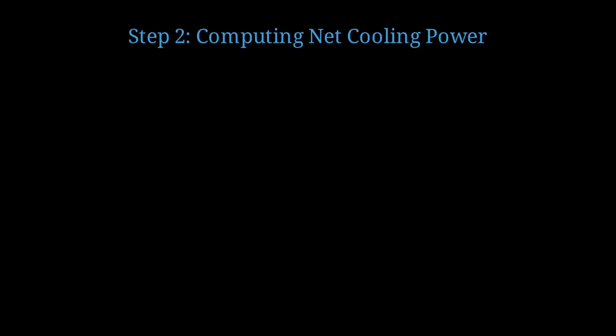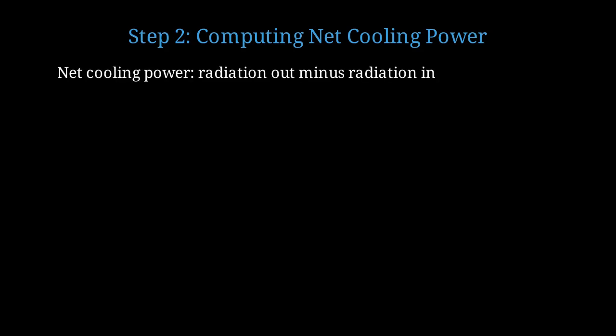Step 2 is computing the expected net cooling power from our spectral measurements. This is where we apply physics to predict performance. The net cooling power is the difference between the radiation emitted by our coating and the radiation it absorbs from the sun, atmosphere, and surroundings. The cooling power equals radiated power minus absorbed solar power minus absorbed atmospheric radiation minus convective heat transfer.